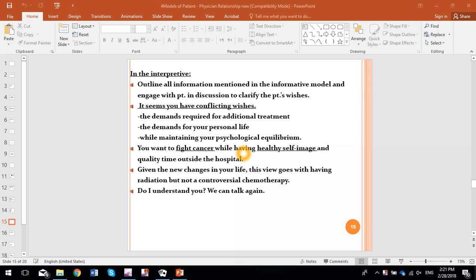Now, while maintaining your psychological equilibrium. You know here what is the demands required for additional treatment? Radiation and chemotherapy. What's the effect on the body? First, lumpectomy is more cosmetic. For a 43 years old and she wants to go out to work and socialize with people.